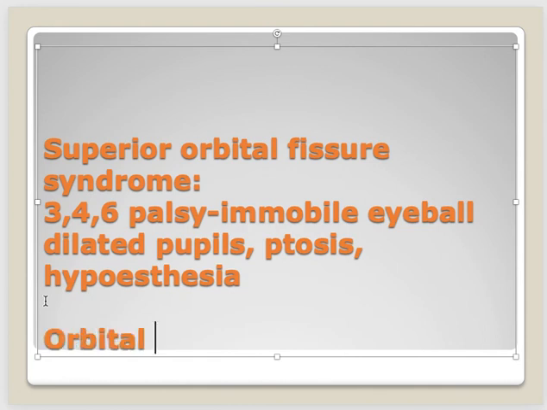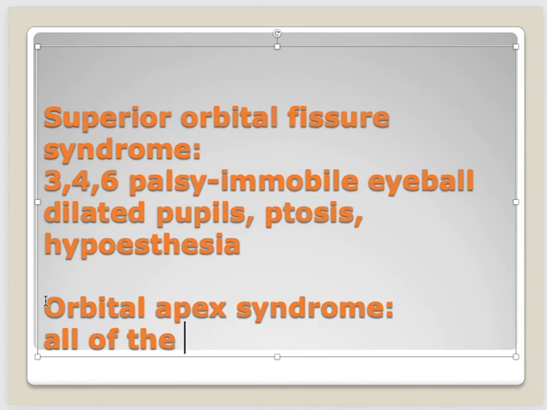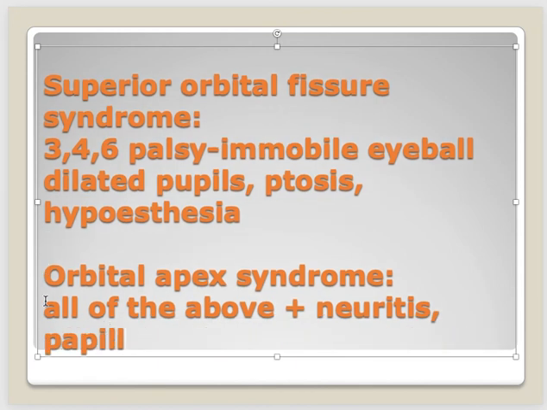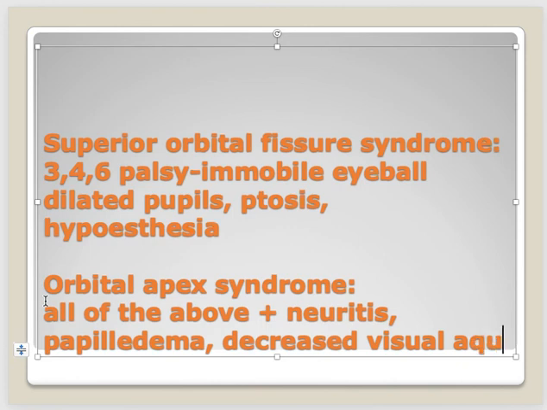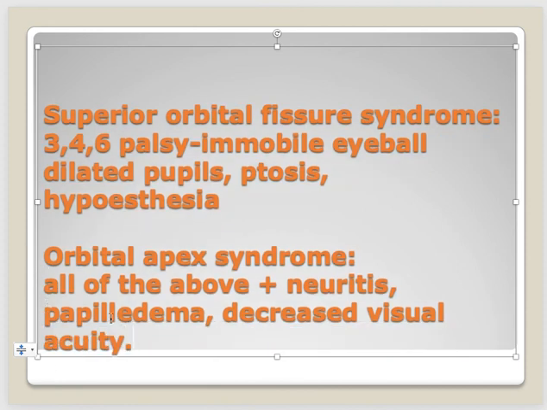What is orbital apex syndrome? It is all of the above, which I already wrote, plus optic neuritis and papilledema. See, the optic nerve is also involved now. And when the optic nerve is involved, what is the function of the optic nerve? Vision. So, decreased visual acuity. See, the story is very clear. All these two are almost the same, guys. The only difference is what? In orbital apex syndrome, the optic nerve is also involved.